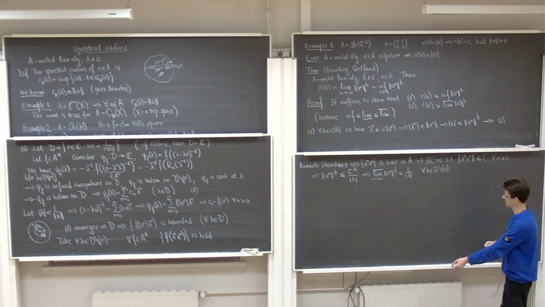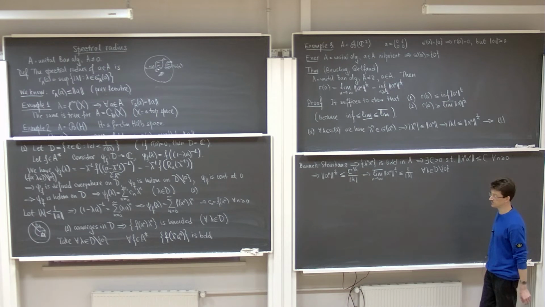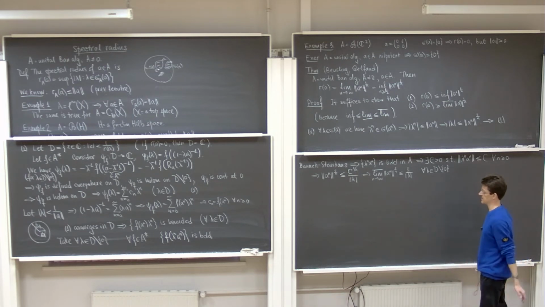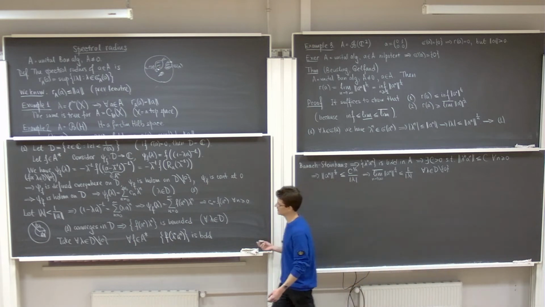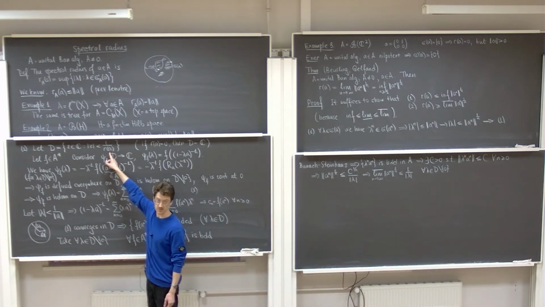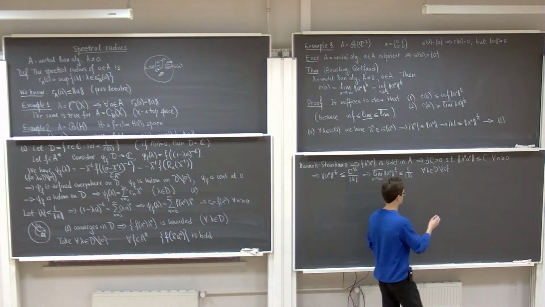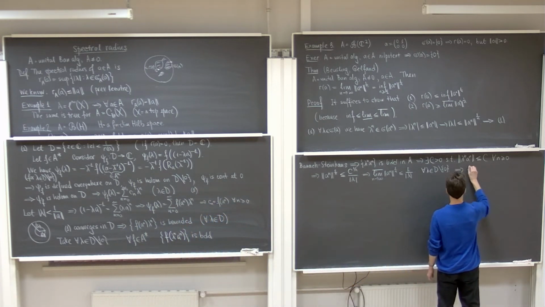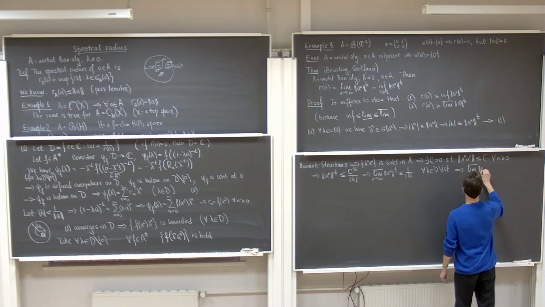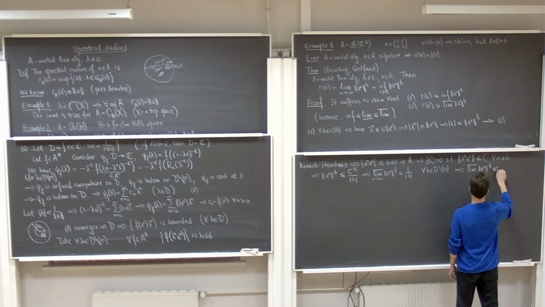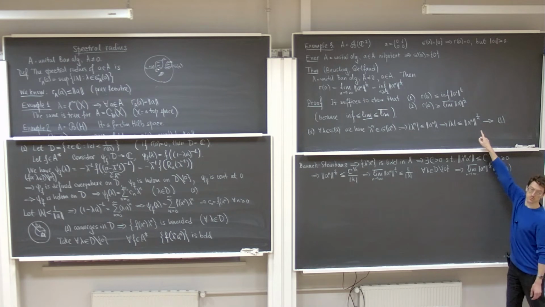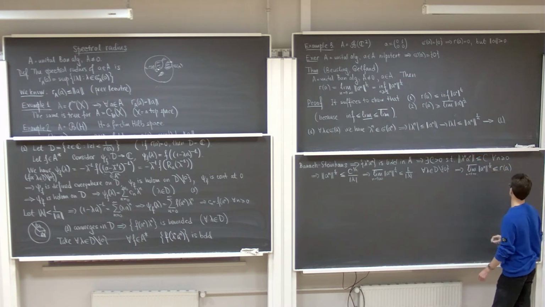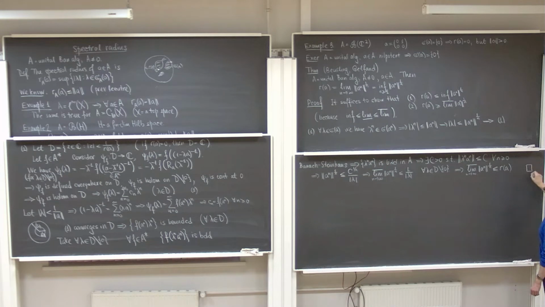Since this holds for each lambda, we can take the infimum of the right-hand side, and the infimum of the right-hand side is clearly just 1 over the radius of the disk, but 1 over the radius of the disk is the spectral radius of A. And this is exactly our condition 2. And this completes the proof.